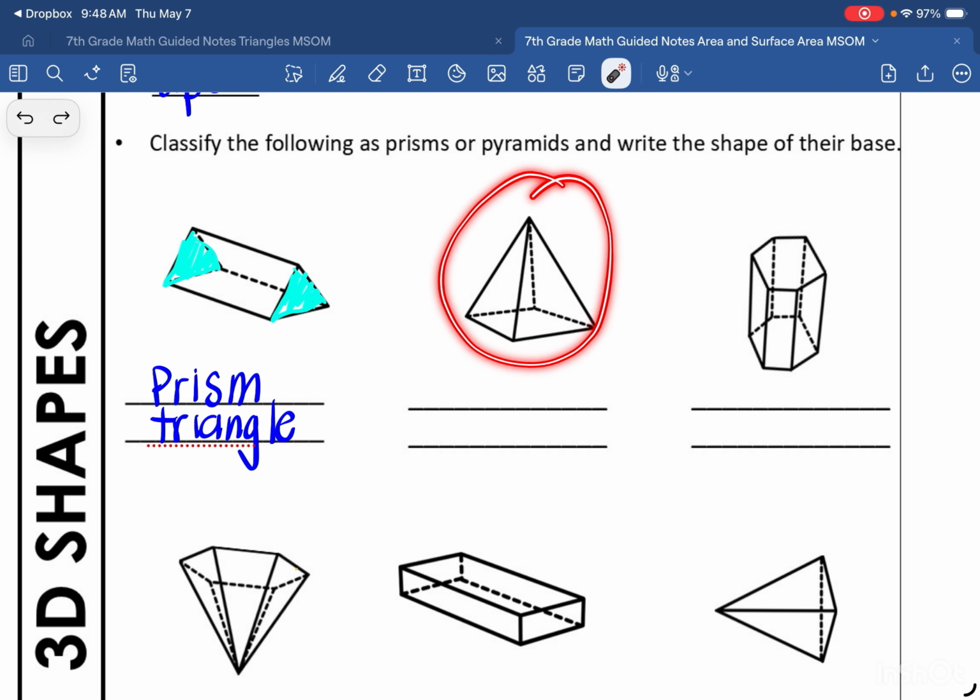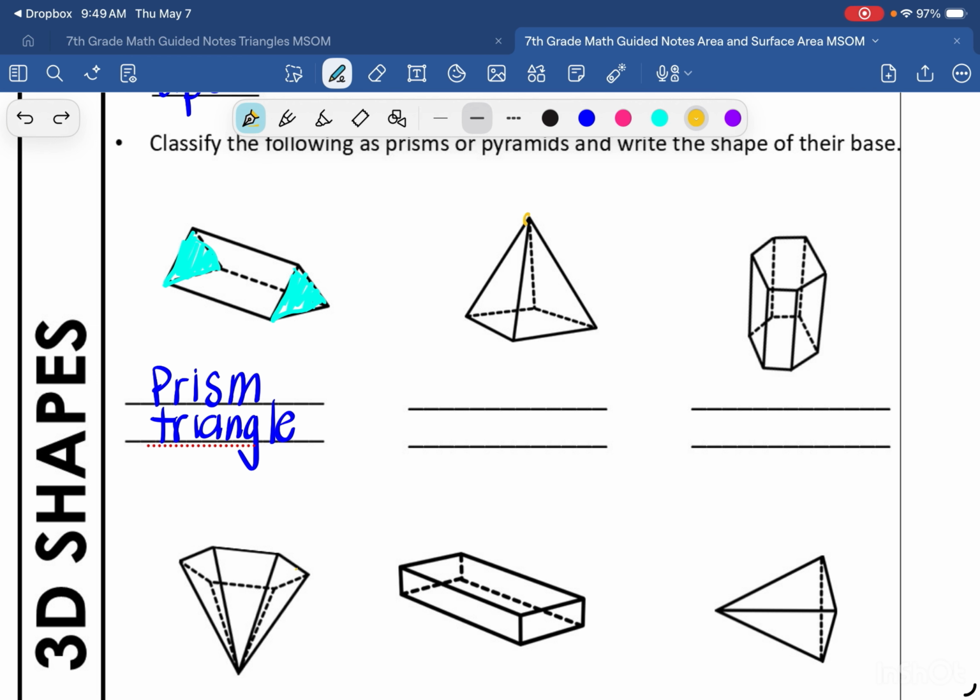Moving on to the top middle. If you notice I have this point here at the top, that's called the apex. And this face, which is opposite that point, is called your base. So first of all, this is a pyramid. And the shape of that base is a rectangle. Or actually in this case, it looks like a square. But both would be correct. I think it is a square. We can say square or rectangle.